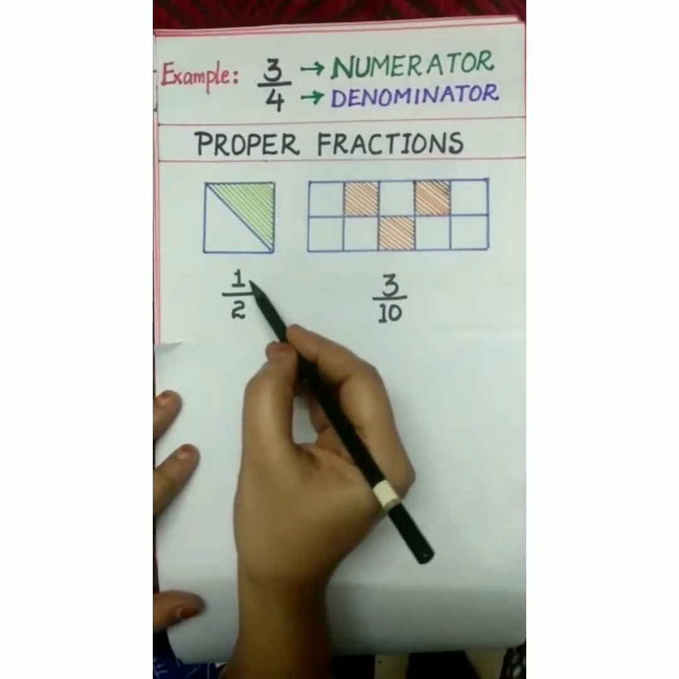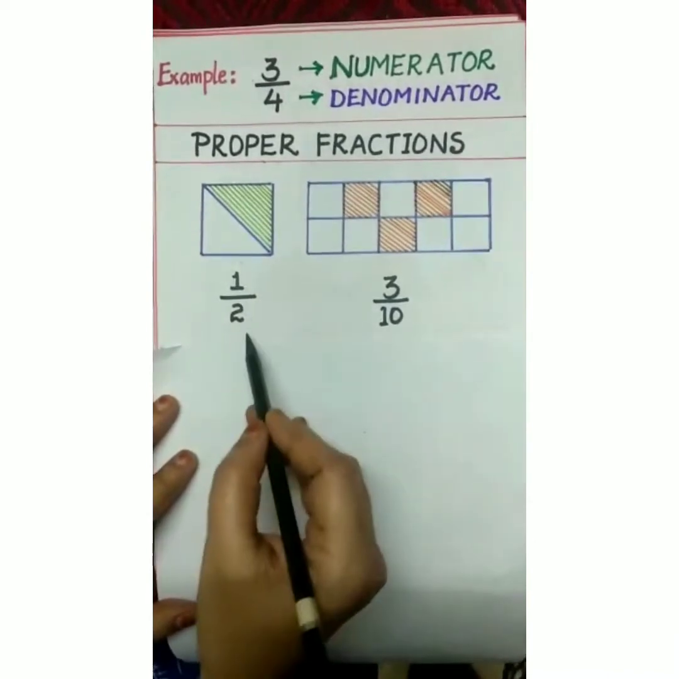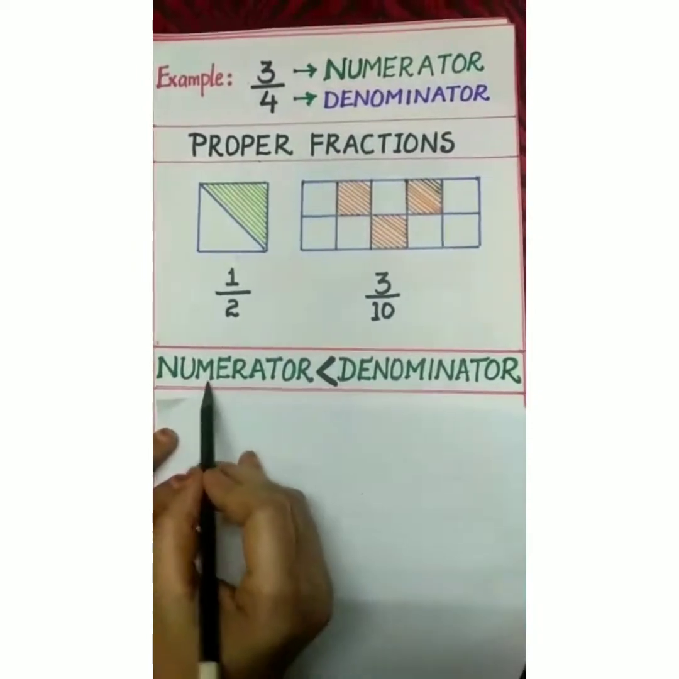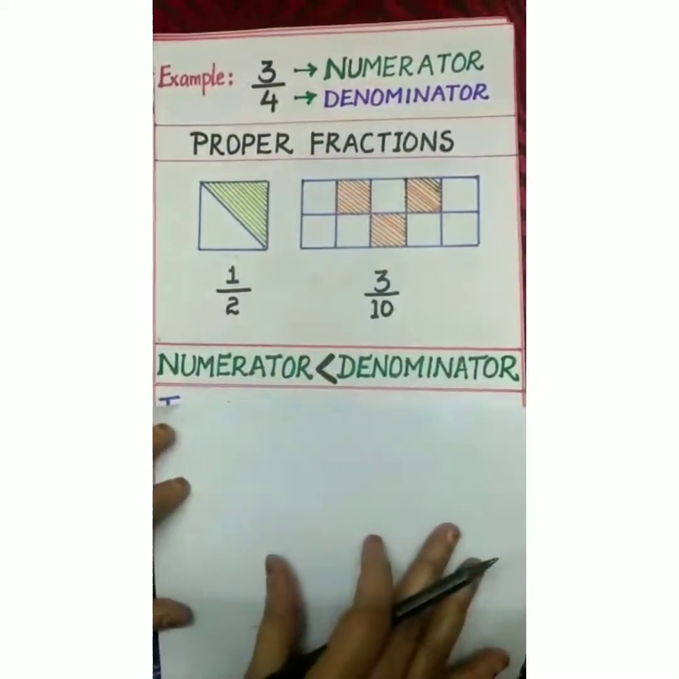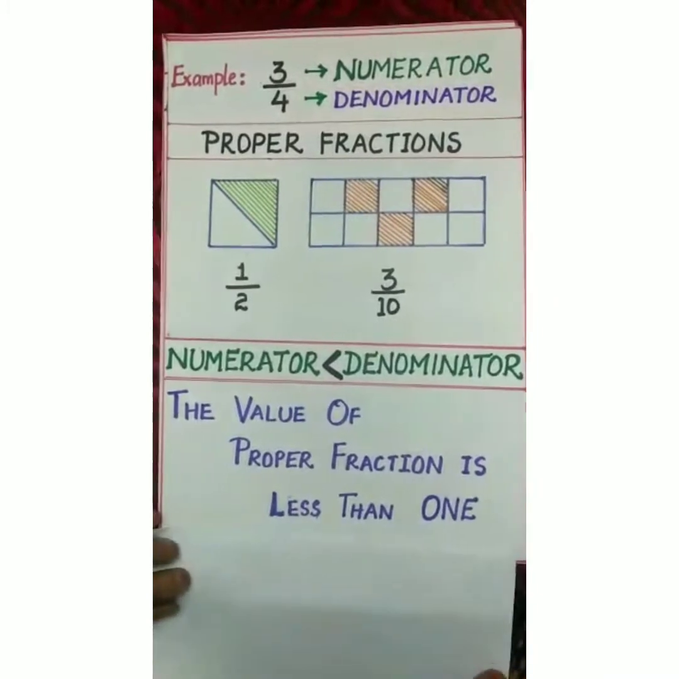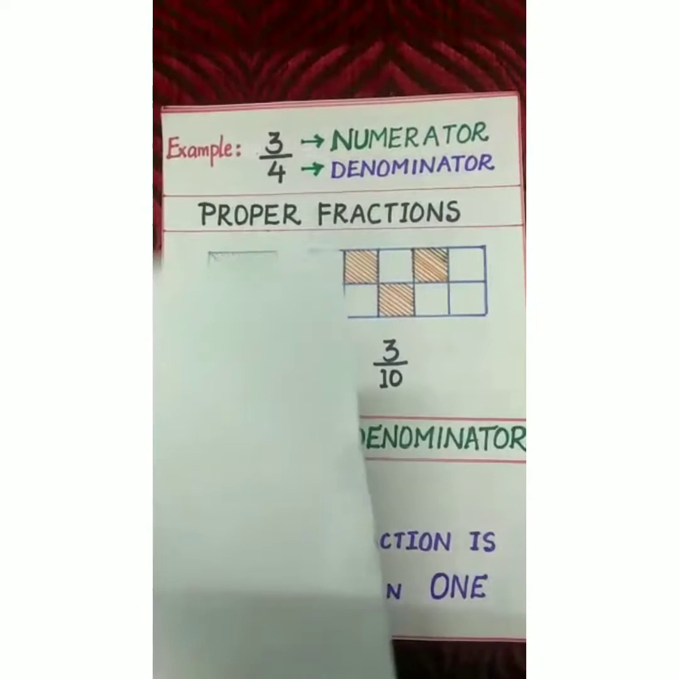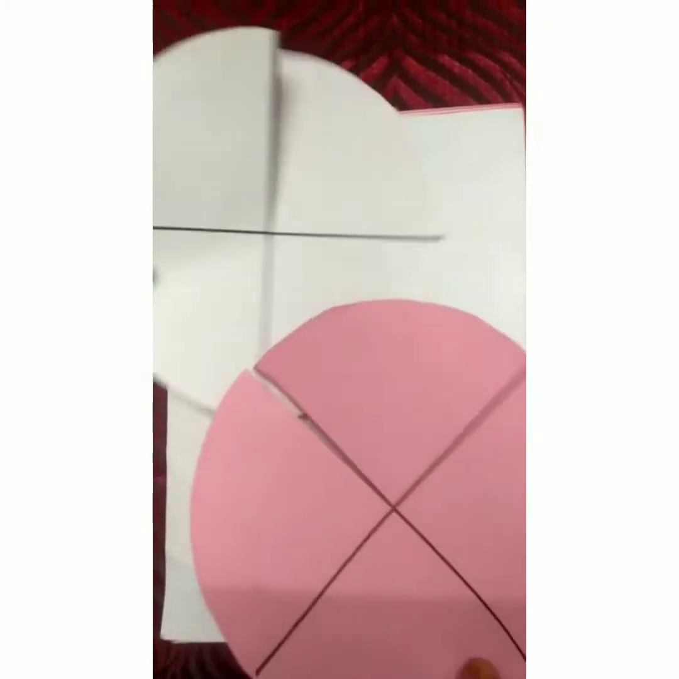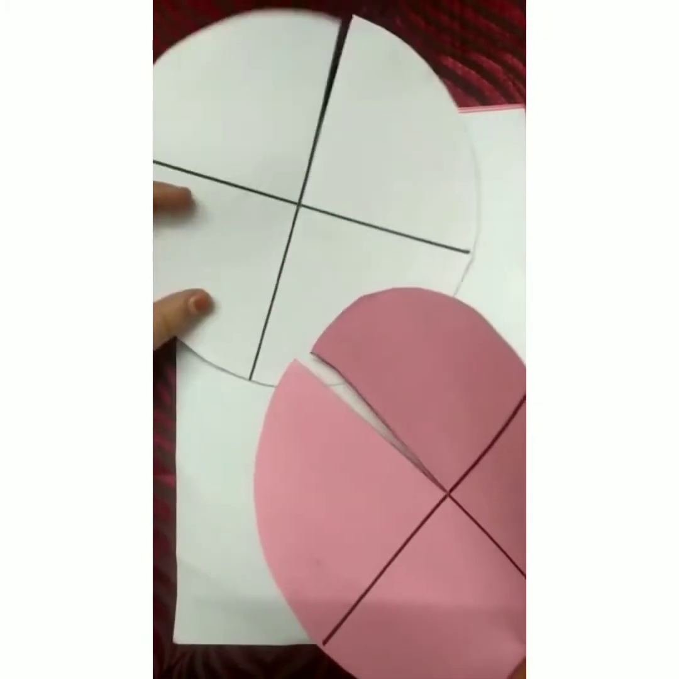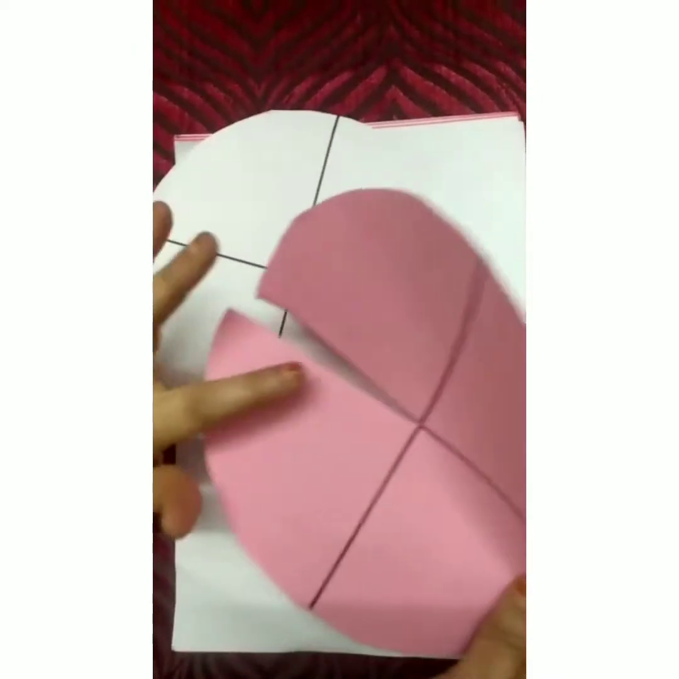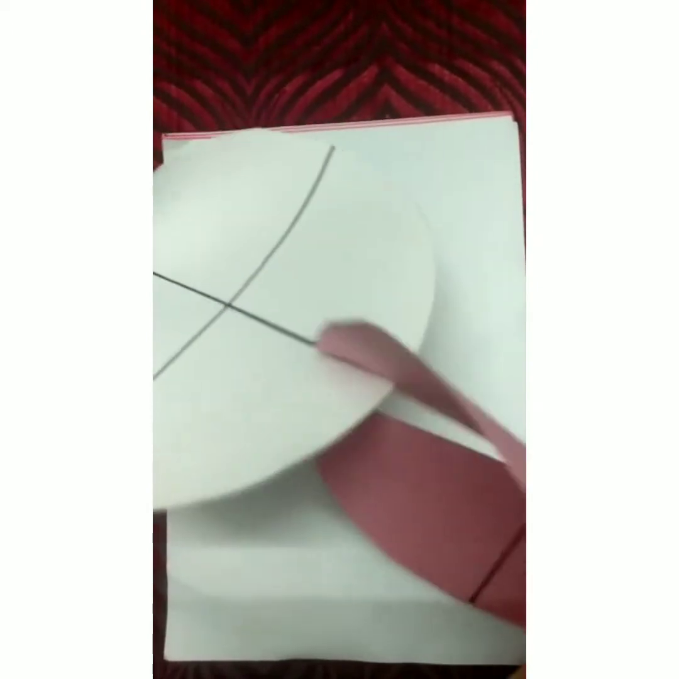If you observe the numerator and denominator here, 1 is less than 2 and 3 is less than 10. So in proper fractions, the numerator is always less than the denominator. It means that the value of a proper fraction is always less than 1. Now, I will show you one paper activity to represent proper fractions. Take two circles of two different colors. I divided them into 4 equal parts. Now make a small cut and insert like this.